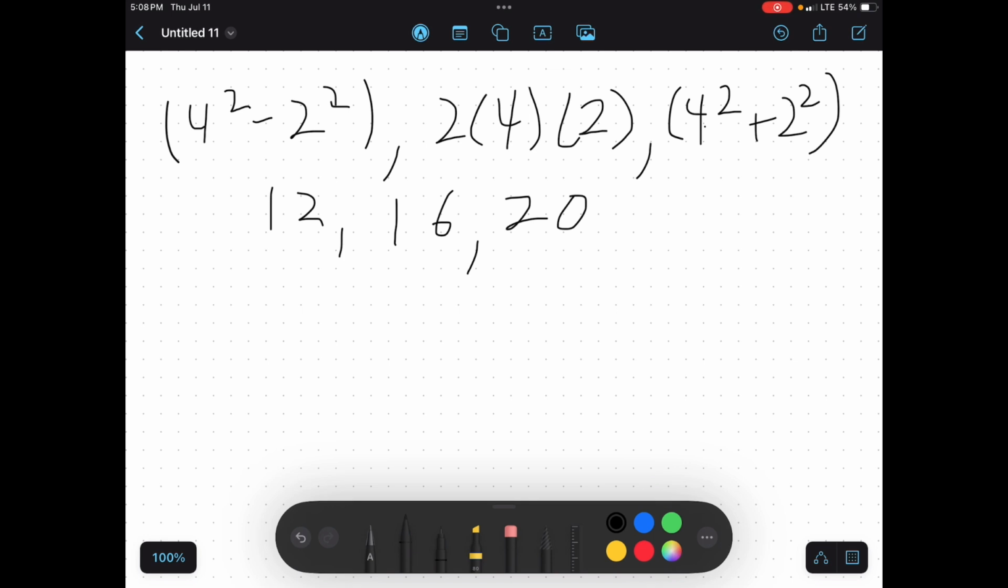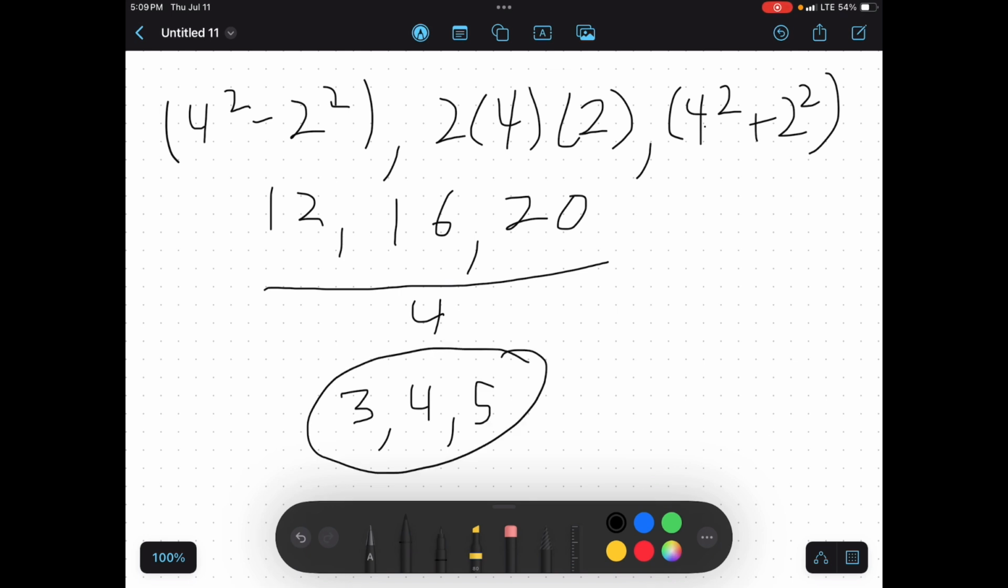I apologize for not showing, but I wanted to leave room to show what happens if we just divide all of these values by 4. 12 divided by 4 is 3, 16 divided by 4 is 4, and 20 divided by 4 is 5. 3, 4, 5 is a primitive Pythagorean triple, whereas 12, 16, 20 is just a multiple of this primitive 3, 4, 5. How do you get 3, 4, 5?